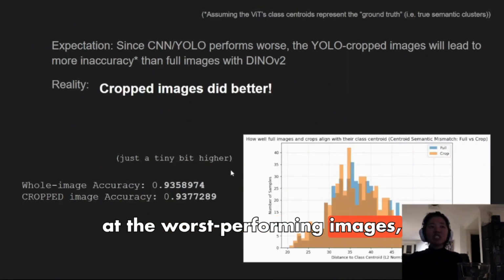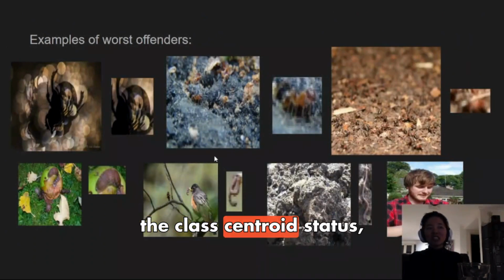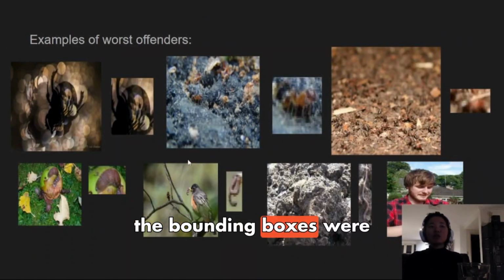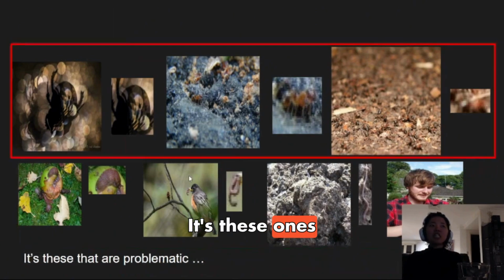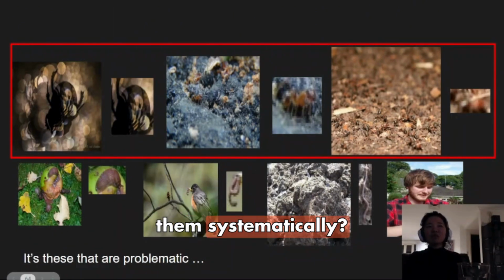When you look at the worst performing images, that is, the ones with the furthest distance from the class centroids, we could observe that the majority of the bounding boxes were generally good, though this does not necessarily indicate that the images were free from cluttering issues. In those cases, the model often missed detections, but it still often captured a pretty well fitted bounding box to the total area size of the single isolated class sample, ignoring the rest of the clutter, however. It's these ones that are problematic. So can we find them systematically?